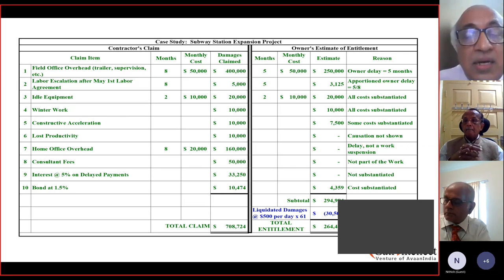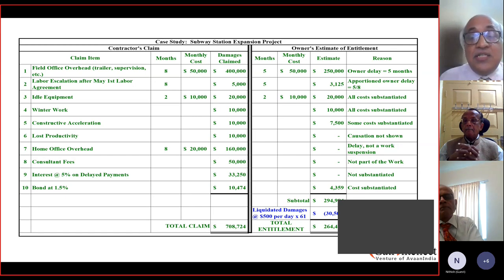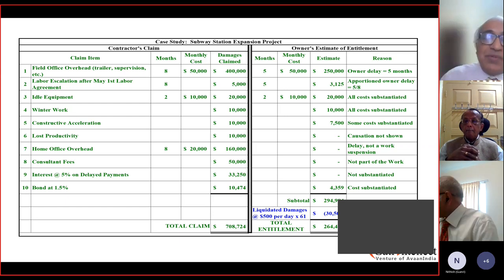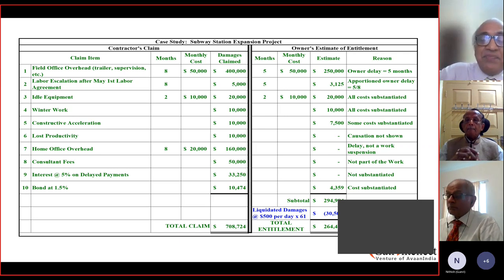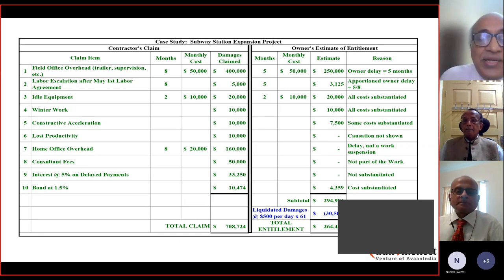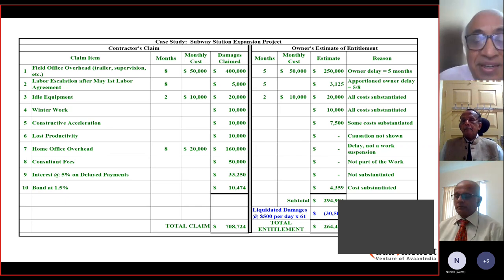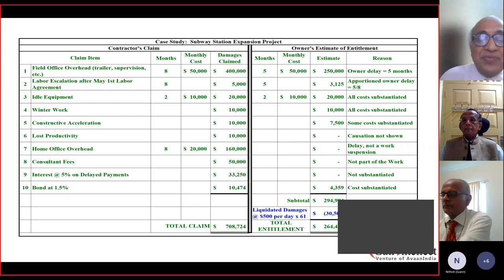And ultimately, the idea is that this gives a framework, while the final thing would be based on the softer aspect of relationship, future projects, other projects happening at the same time. Exactly. There are so many considerations which are done while ultimately finalizing the claim value.